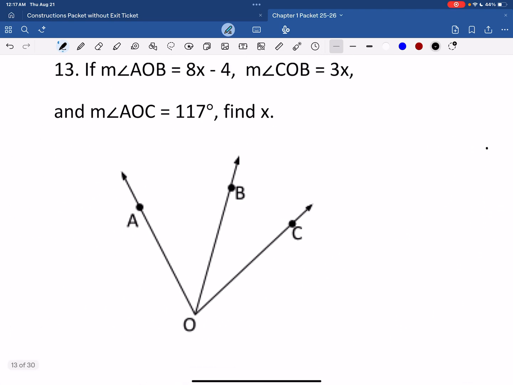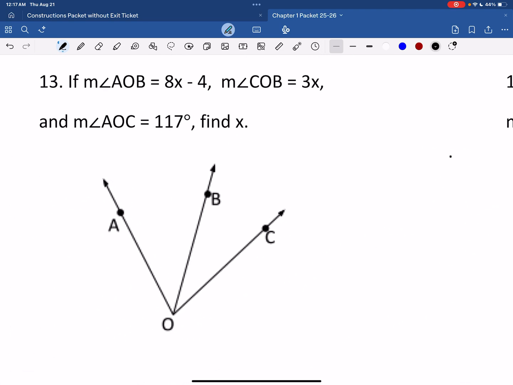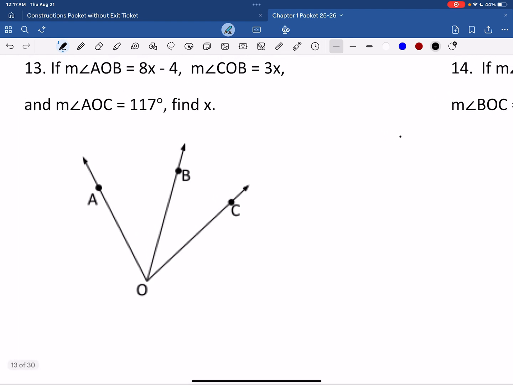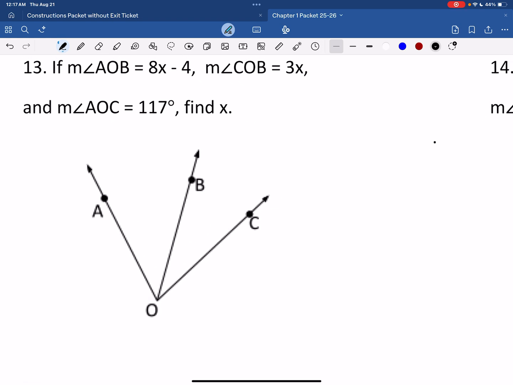All right, let's come out here and do number 13. Okay, this time I am going to go ahead and write the equation for us. Okay, let me spread this out just a little bit more. So we're going to say the measure of angle AOB plus the measure of angle BOC equals the measure of angle AOC. All right, and now let's see what we're given. We're given AOB is 8x minus 4, so this is 8x minus 4.